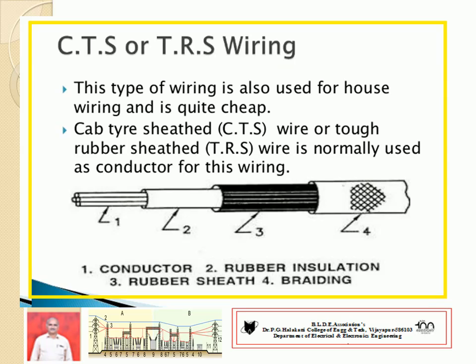Next comes C.T.S or T.R.S. This type of wiring is also used for house wiring, and it is also quite cheap. C.T.S means cab tyre sheath wire or tough rubber sheath wire, which is normally used as the conductor in these wiring systems.